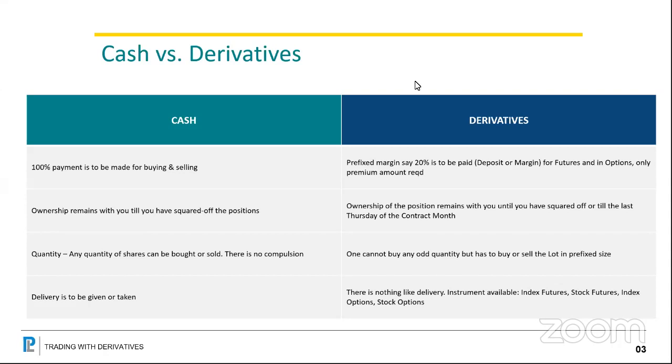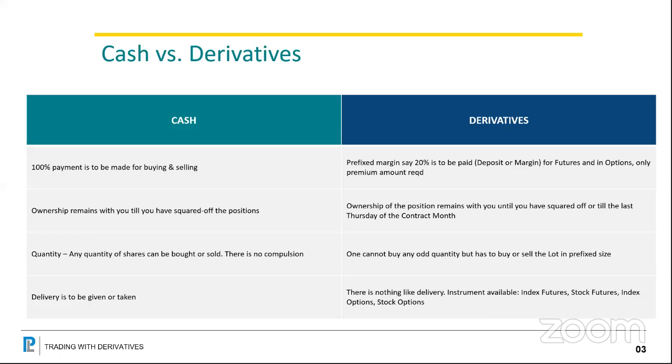In cash, we need 100% payment to go for any buying or selling of your portfolio or any stock you want to go. But in derivatives, you only need, let's say, 20% of the entire margin required, and you can participate in the market completely.